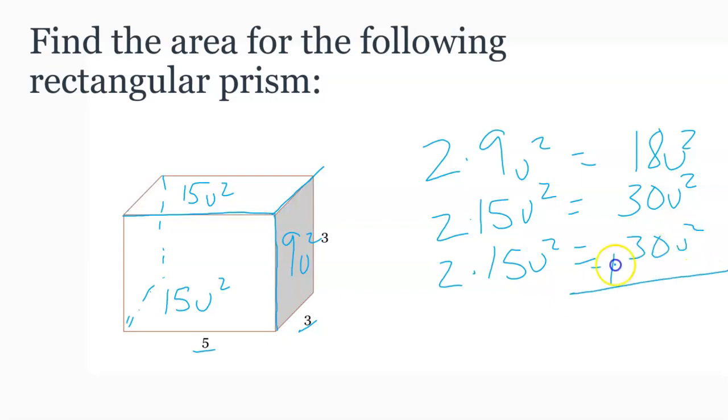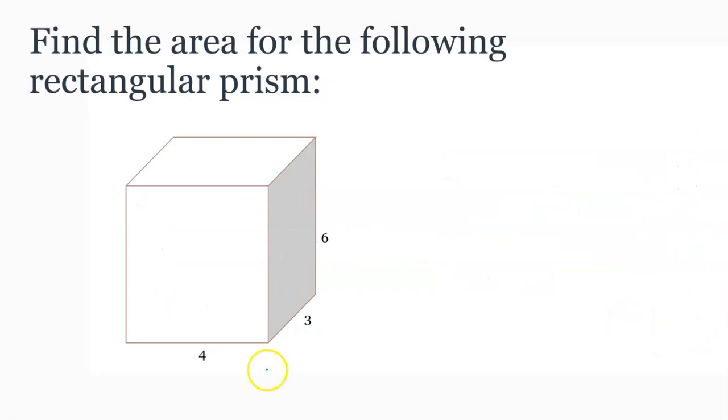Now we just add it up. 18 plus 30 plus 30 is 78 units squared. We're doing a final one, and that's it. All right, we should be getting the hang of it.